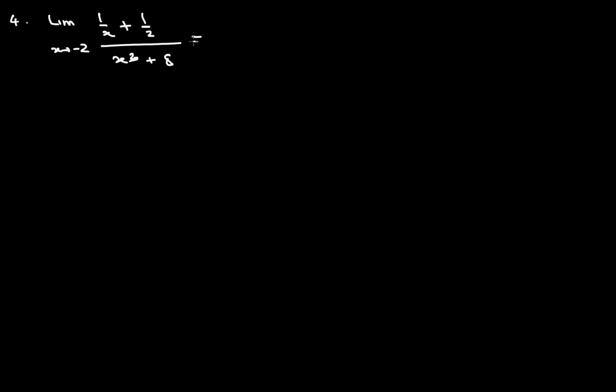So now we continue. Here we're going to try and simplify the top part. So the top part is going to be 2x, common denominator. Then we have 2 plus x. So we ensure we still have our brackets. And then we have x cubed plus 8.